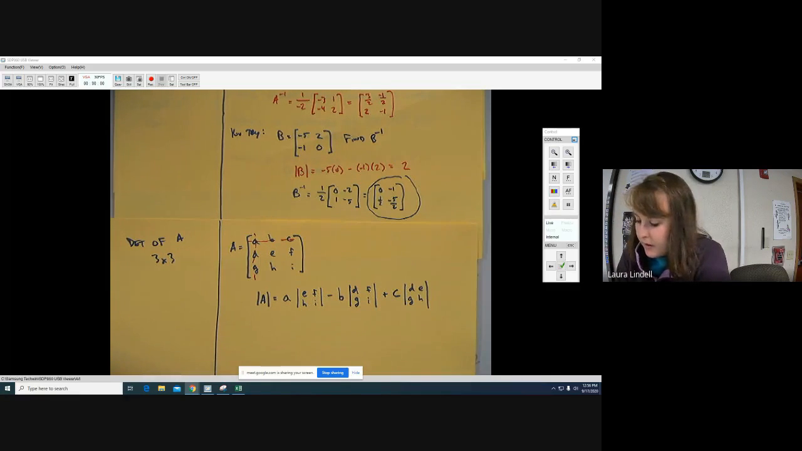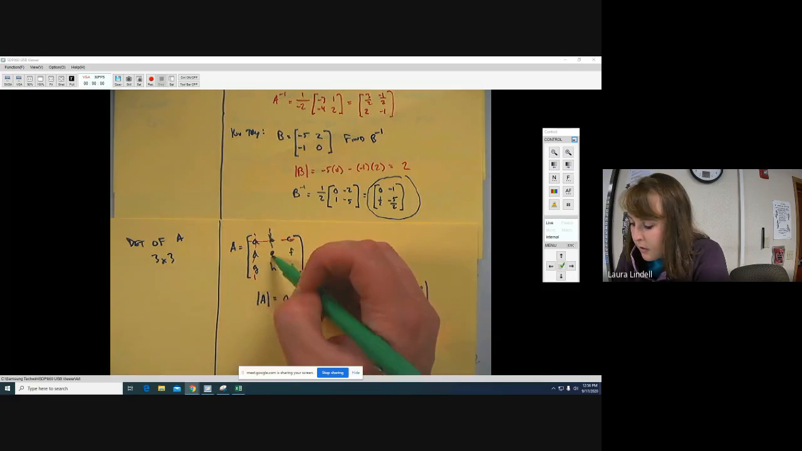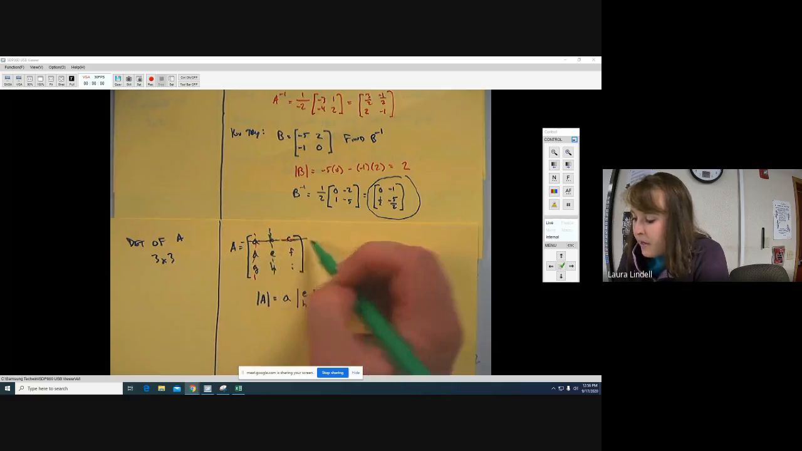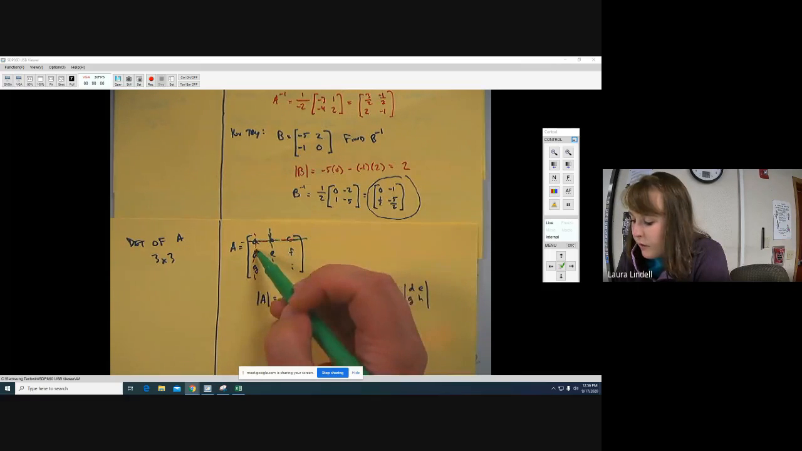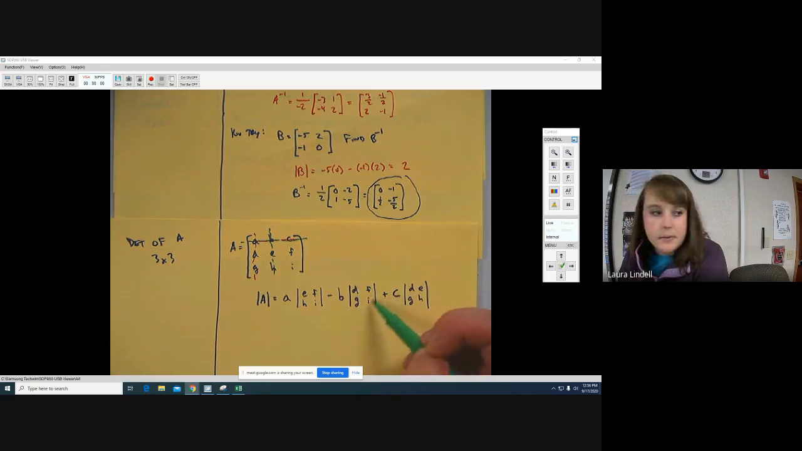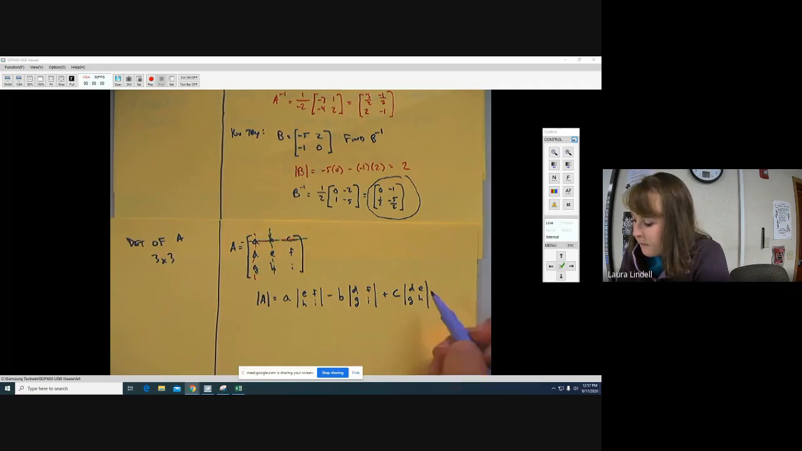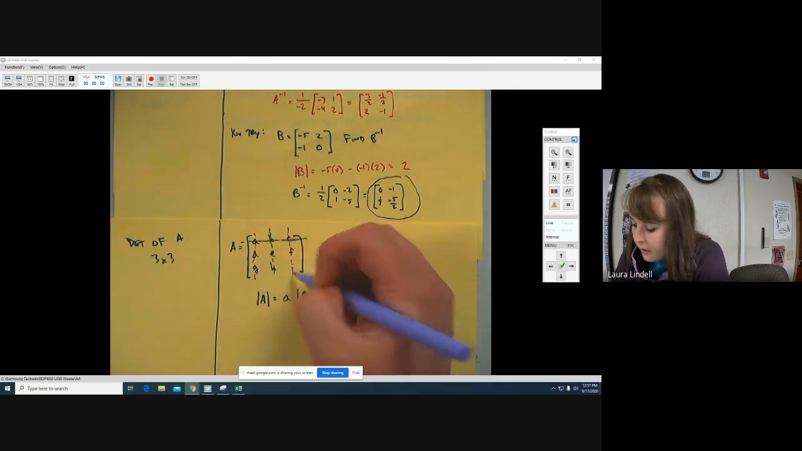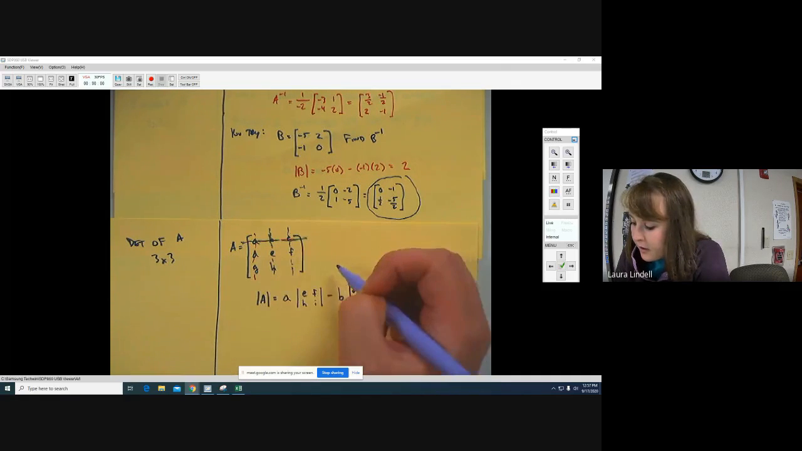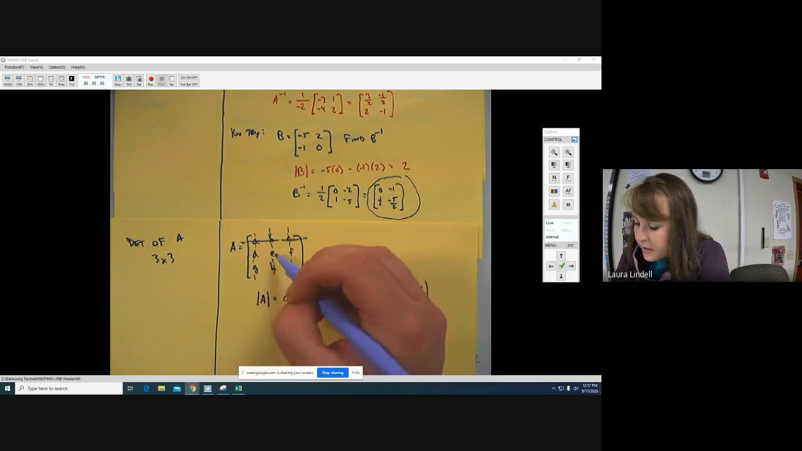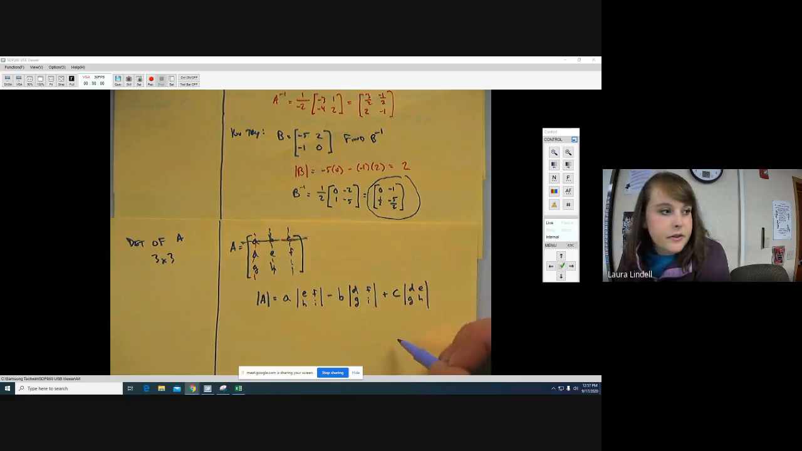Then you do the same thing with B. You cross out the row and the column that B is in, and then what's left is D, F, G, I. And so that becomes this matrix here. And then you do the same thing for C. You cross out the column and the row that C is in, and you're left with this matrix here, D, E, G, H. Okay, so that's the theory behind it.